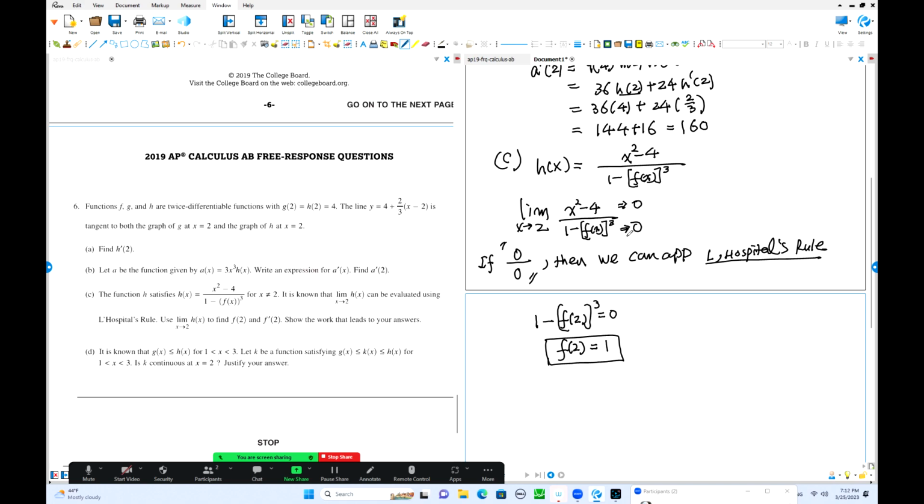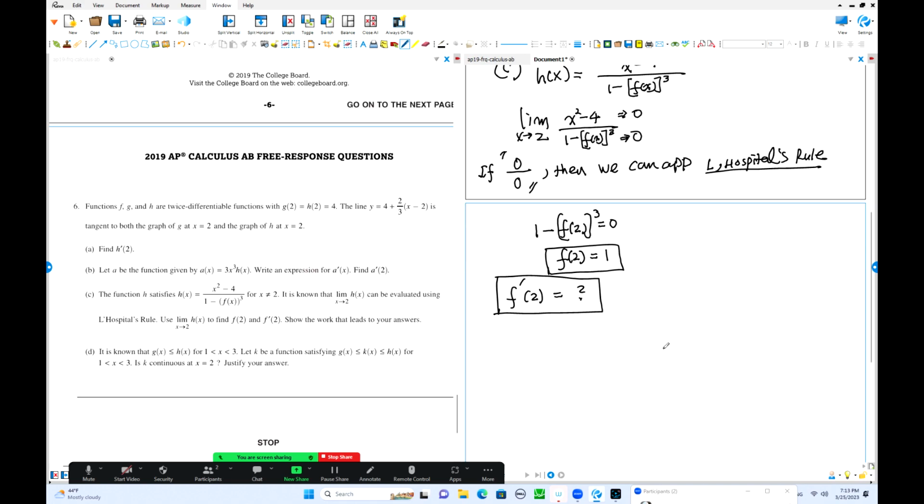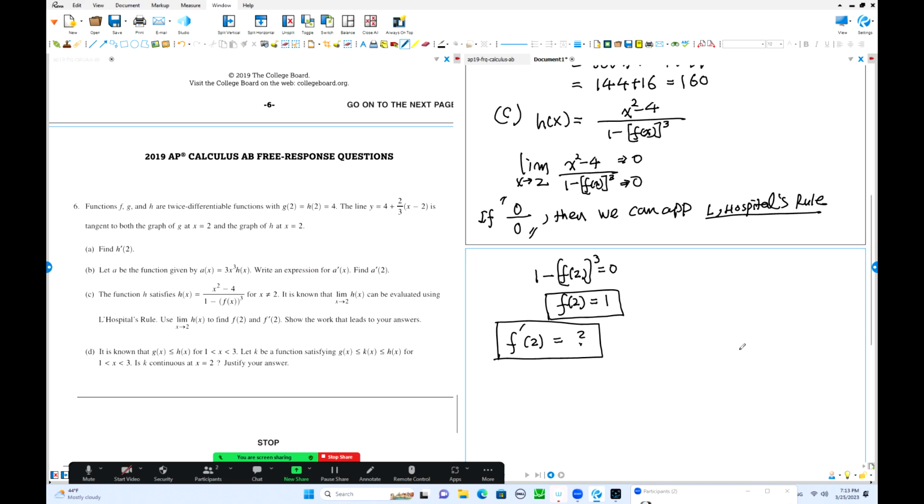Let me see. I'm confused. How can we find f prime 2? F of 2 is okay, but we're going to find f prime 2, the derivative of f of x at x equal 2. We're going to find the slope of the tangent at x equal 2 on the graph of f of x. We take L'Hopital's rule there, because when you take L'Hopital's rule, we get f prime 2 there.